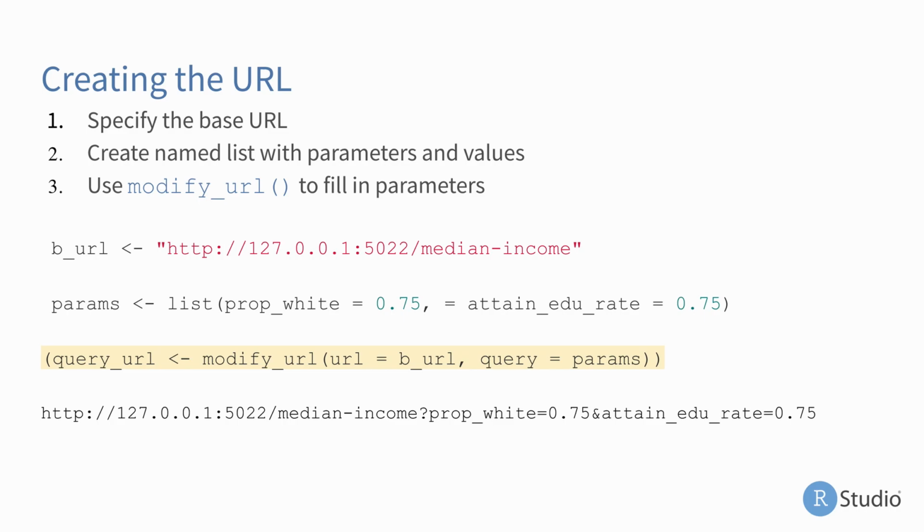Here you can see we're creating this object bURL that contains the host name. So here it's 127.0.0.1, which is our local host. And then we're using the port number 5022 and then specifying the endpoint median income. Here we're creating a named list with as many elements as there are parameters in our API. The first one's going to be called prop white, and the second one's called attain edu rate. These need to match the parameters that we have in our API, otherwise the API query won't work.